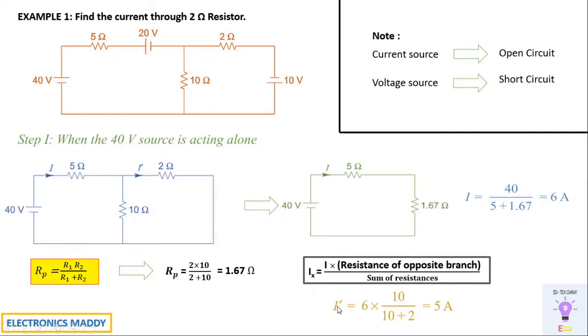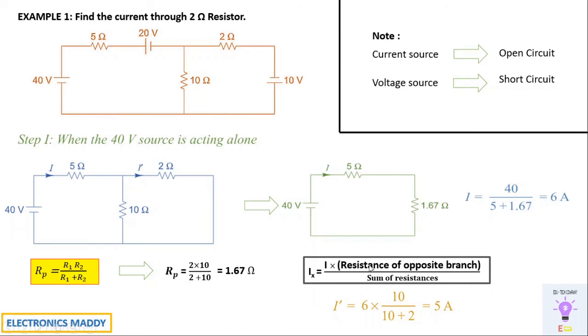So it can be given as the main current, actual current, that is nothing but 6 amps into resistance of opposite branch. The resistance that is opposite to the 2 ohm resistor is 10 ohms. So I've written 10 ohms divided by the sum of the two resistances that are there, in this case the opposite branch and the actual one. So 10 plus 2 ohms, you'll be getting 5 amps. So this is one important observation. This is one important result that we have got.